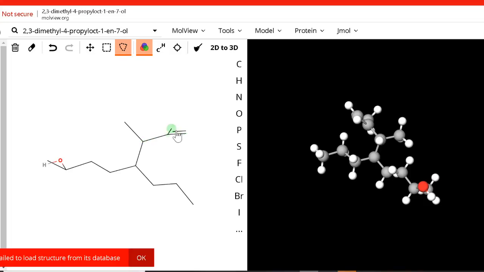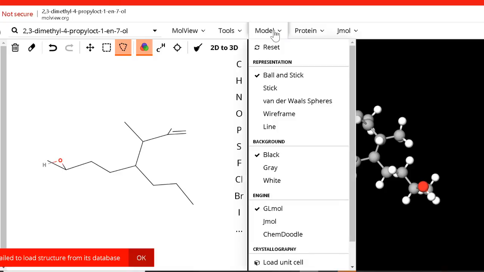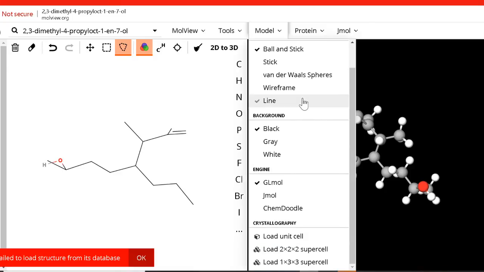Yeah. So there's the 1-ene, and then there's the 2-methyl. See, it looks small because it's going down. There's the 3-methyl, so 2,3-dimethyl, and then there's the 4-propyl, so 1, 2, 3 propyl group, and then the main chain. And actually, does this number them? I don't think so.